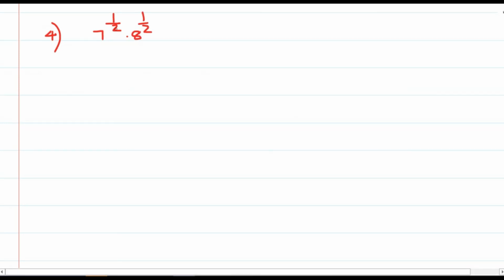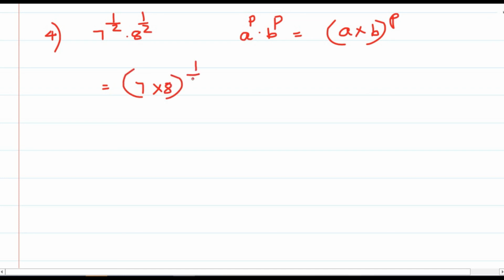Now the last one, 7 to the power of half into 8 to the power of half. Here I am going to use the identity a to the power of p into b to the power of p, I can write as a into b whole to the power of p. So here we can write it as 7 into 8 whole to the power of half. 7 8s are 56. 56 whole to the power of half.